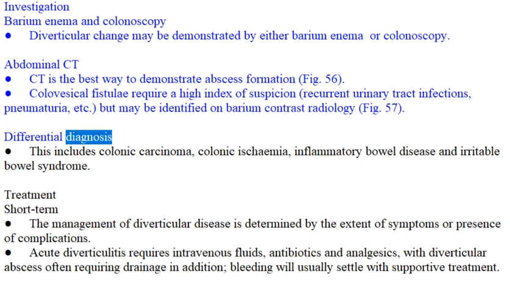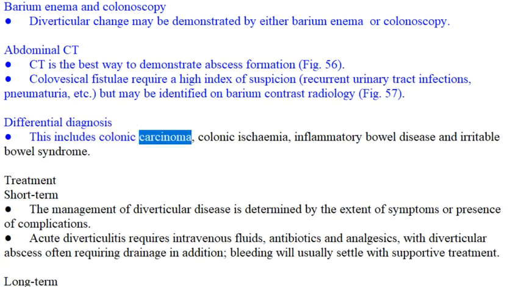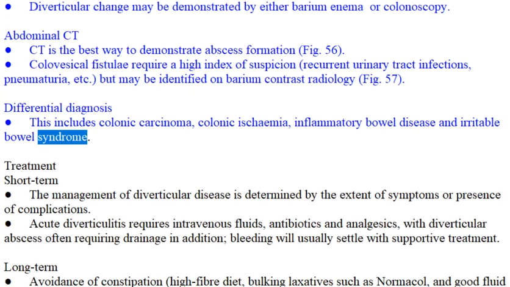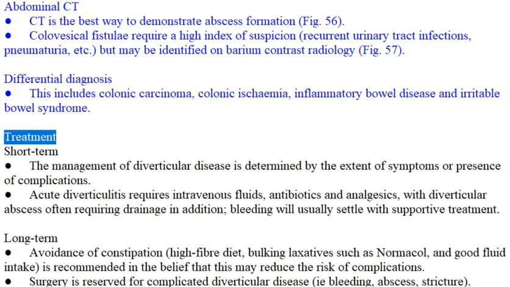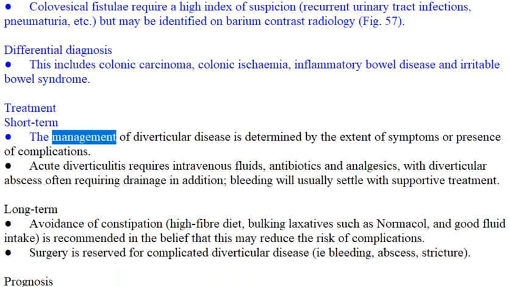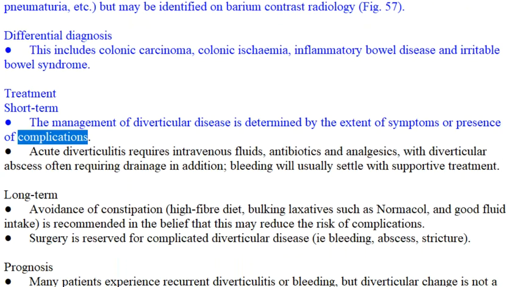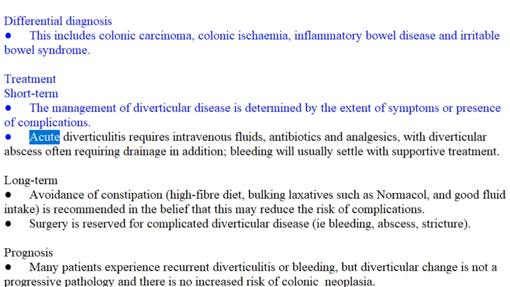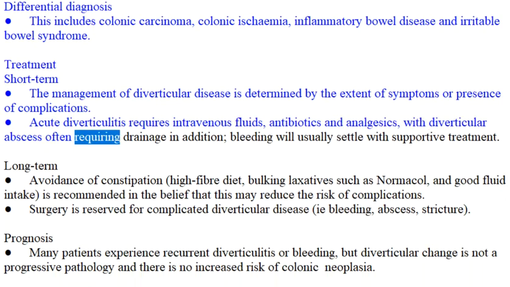Differential diagnosis. This includes colonic carcinoma, colonic ischemia, inflammatory bowel disease and irritable bowel syndrome. Treatment. Short-term. The management of diverticular disease is determined by the extent of symptoms or presence of complications. Acute diverticulitis requires intravenous fluids, antibiotics, and analgesics, with diverticular abscess often requiring drainage in addition. Bleeding will usually settle with supportive treatment.